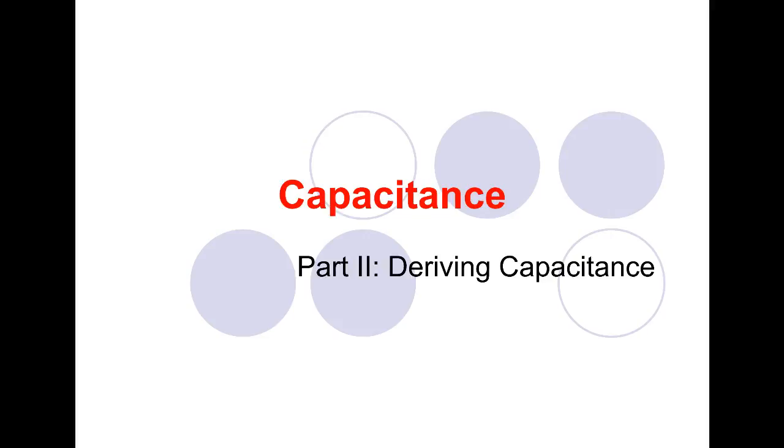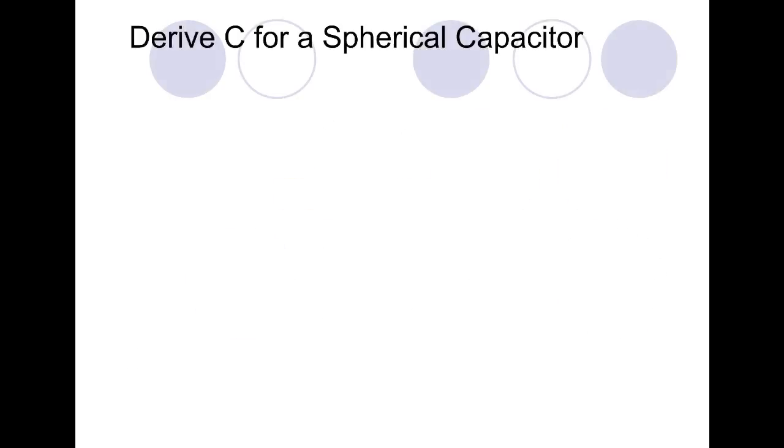Okay, welcome back everyone. We're going to continue talking about capacitance, and last time we derived the capacitance for a parallel plate and a charged sphere, and this time we're going to do it for a spherical capacitor, which is actually two concentric spheres, and then we'll do a cylindrical capacitor.